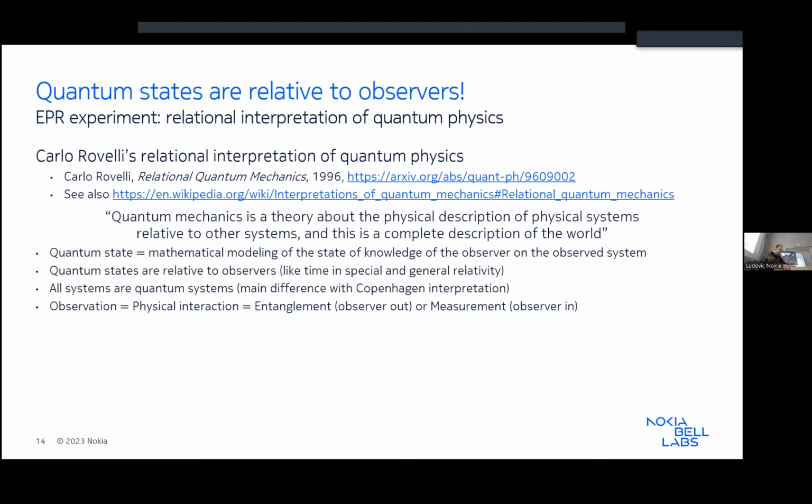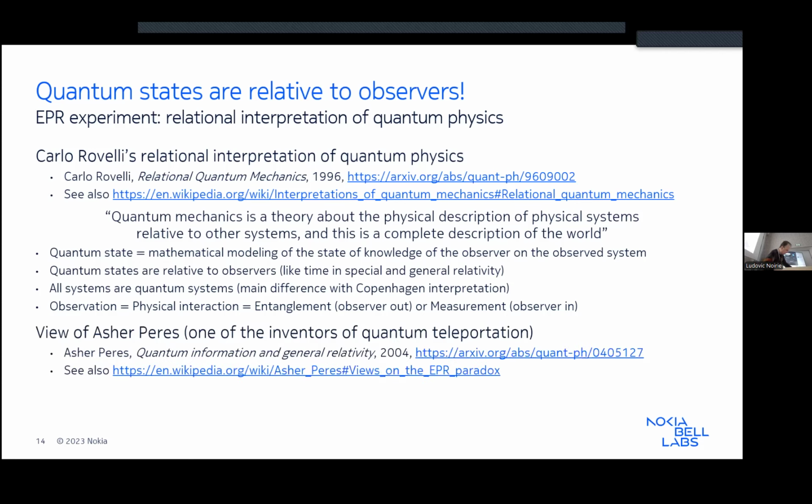The interpretation in which quantum states are different is at the core of Carlo Rovelli's interpretation, the relational interpretation of quantum physics. I gave the links here. An important statement is that quantum mechanics is a theory about the physical description of physical systems relative to other systems. This is why it is called relational. And this is a complete description of the world. There is no absolute state. There are only relative states, which may be equal in most cases, but in some cases, they may be different.